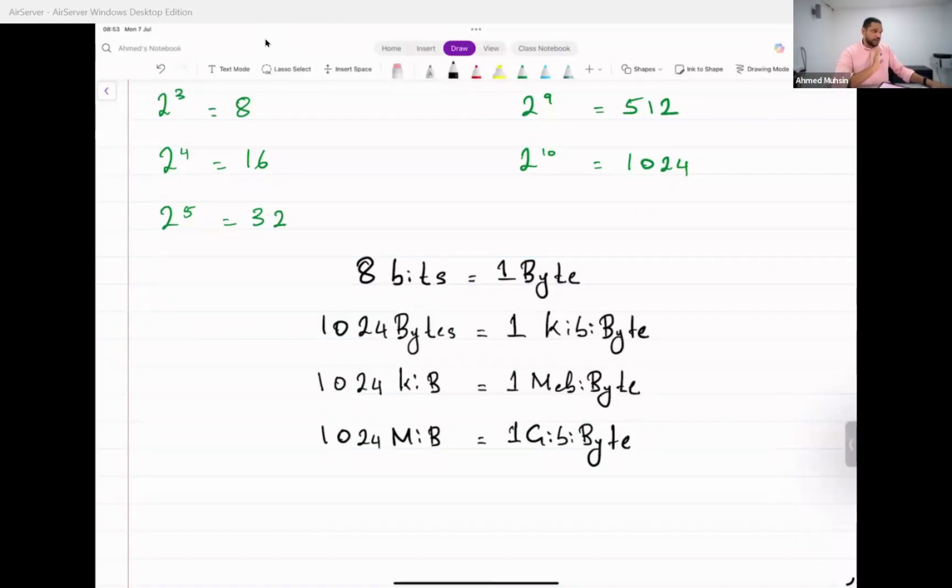Are we okay with this? So guys, the same rules again. When converting from a big unit to a small unit, you need to keep multiplying. When converting from a small unit to a big unit, you need to keep dividing. Same rules. TiB byte. Should I also get that down? 1024 GiB byte is equal to 1 TiB byte.